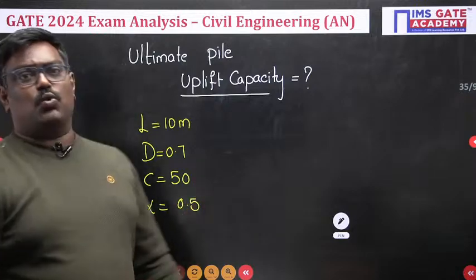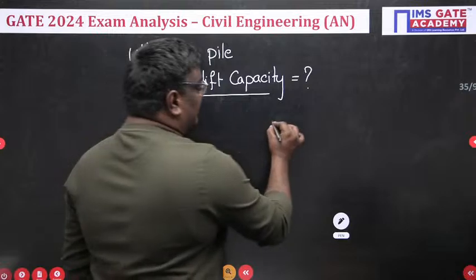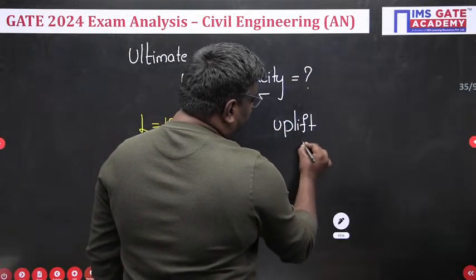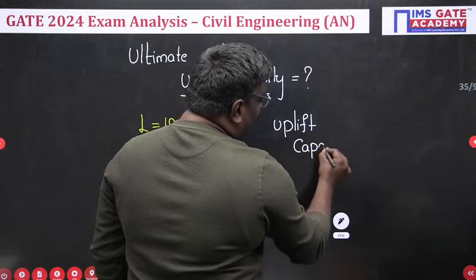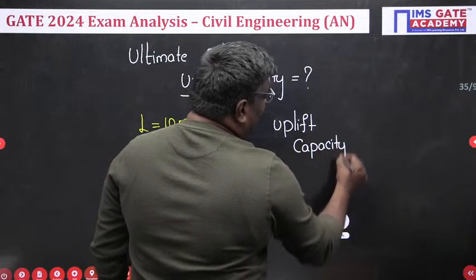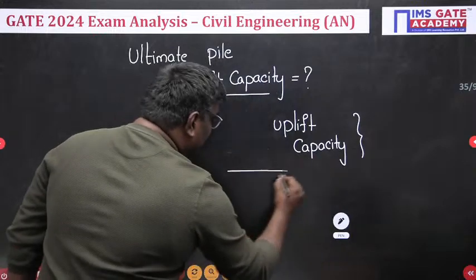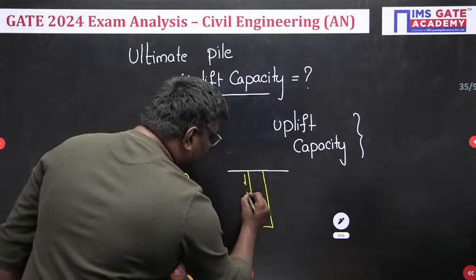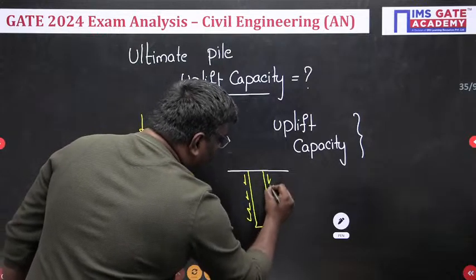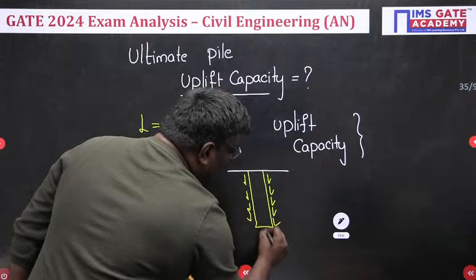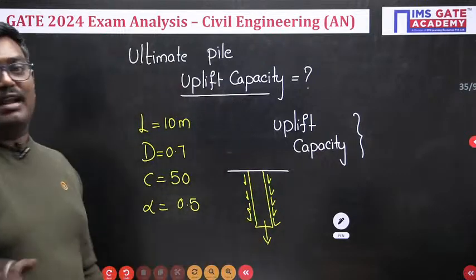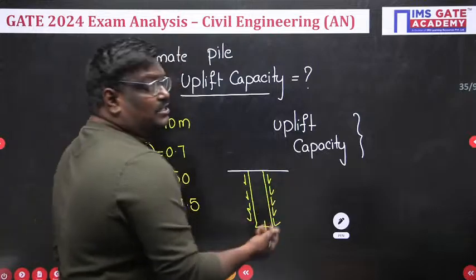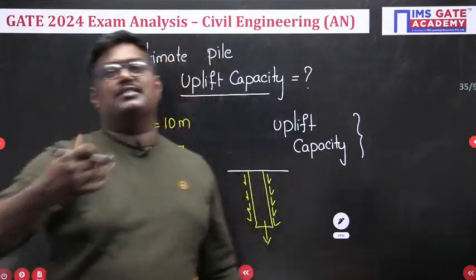Now see students, what will be the formula for uplift capacity? If you have a pile, we have the negative skin friction, and also we have the self weight. So we have to take the self weight combination and also the frictional resistance. I should not say negative skin friction, we can say frictional resistance.